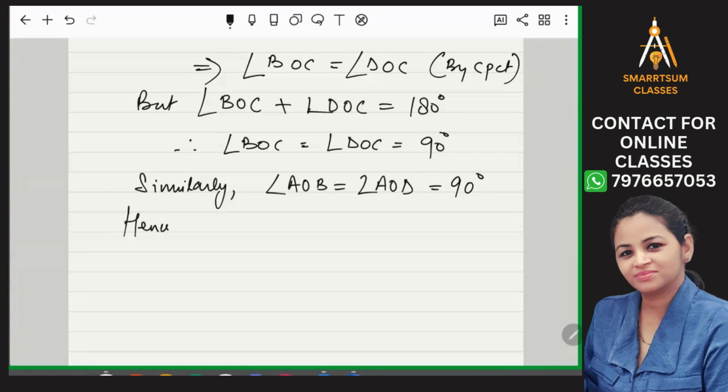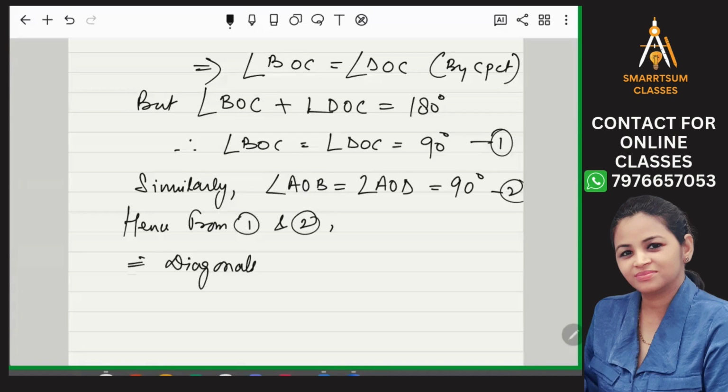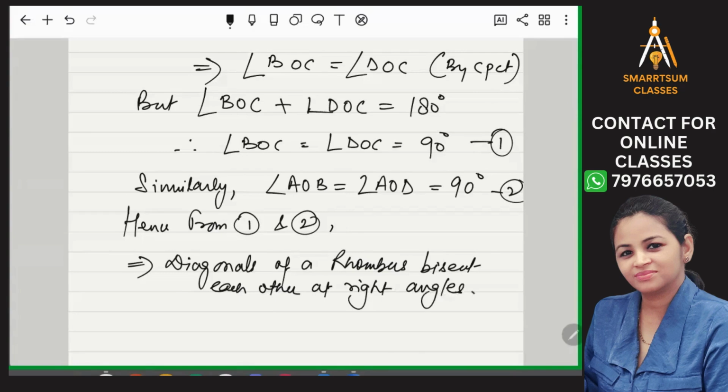Hence, from 1 and 2, we can say that diagonals of a rhombus bisect each other at right angles. So in this way, we have proved that diagonals of a rhombus are bisecting each other at right angles. I hope you are getting this.